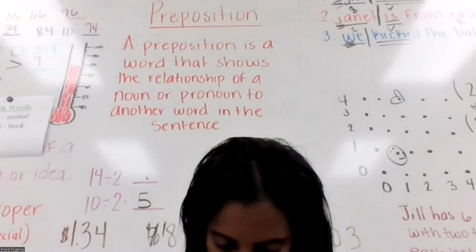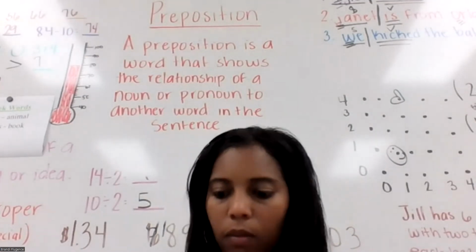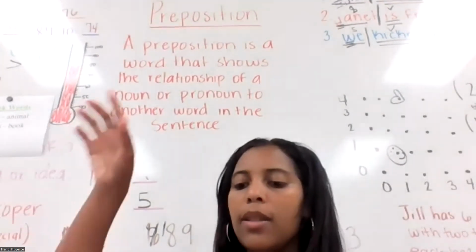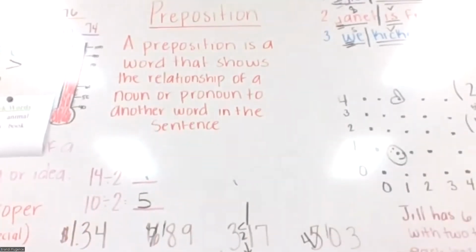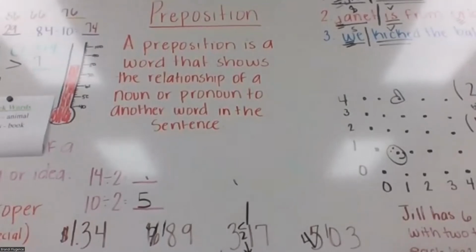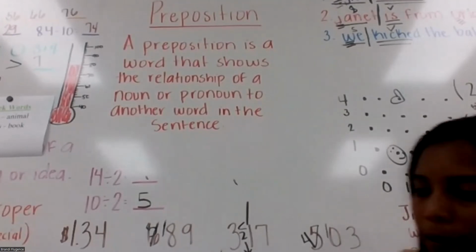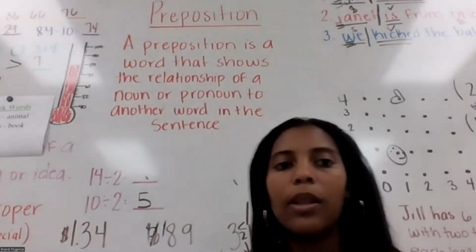All right, so here we go. This is the definition of a preposition. A preposition is a word that shows the relationship of a noun or pronoun to another word in the sentence. This is what we'll be working on until the end of the year, basically. There are a lot of lists we'll learn. I believe it's 10 that we'll be learning.